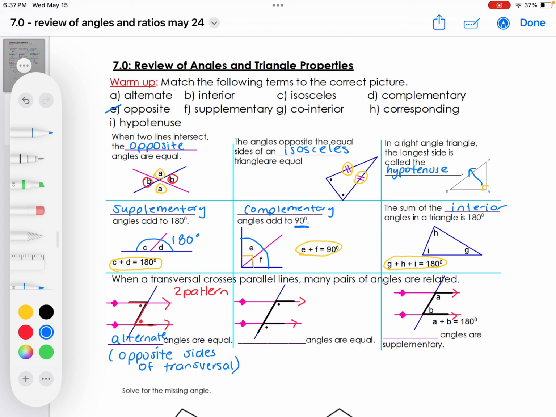Oh, I'm not crossing them out, am I? We did alternate, we did hypotenuse, interior, supplementary, complementary, isosceles.